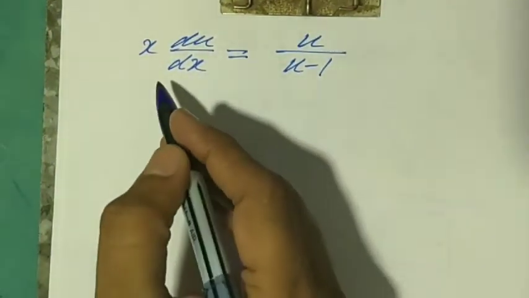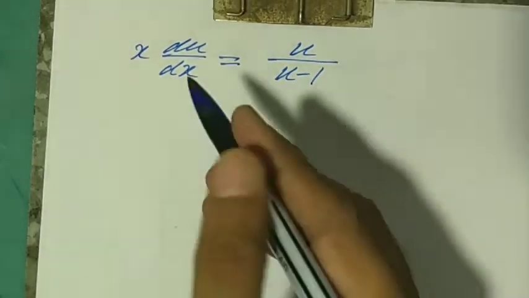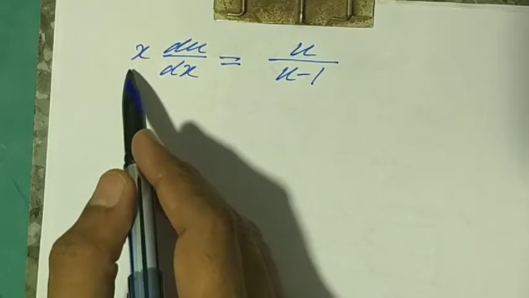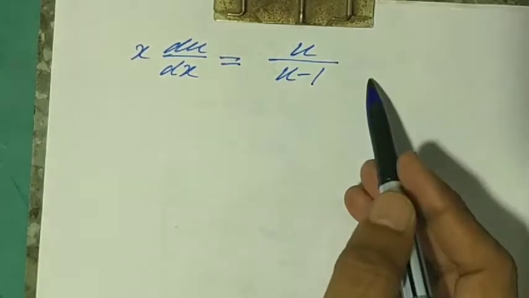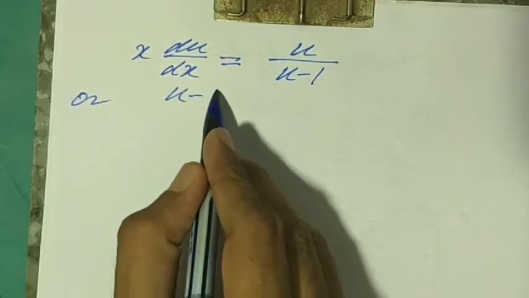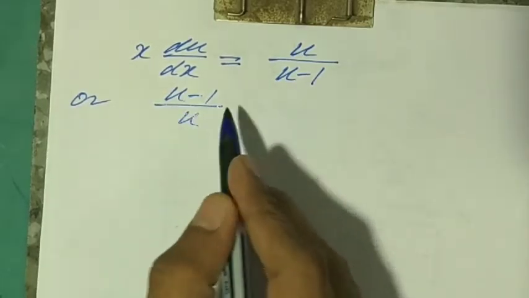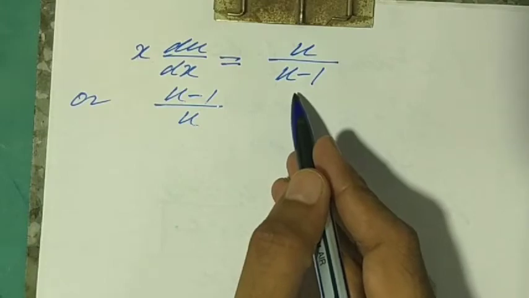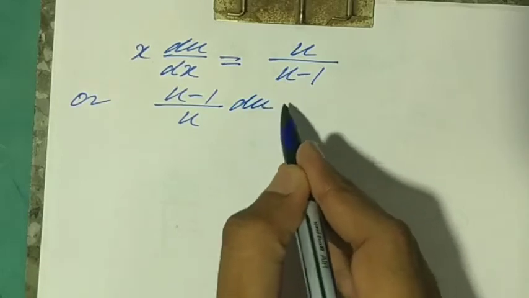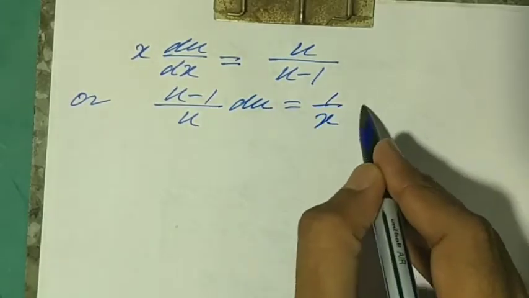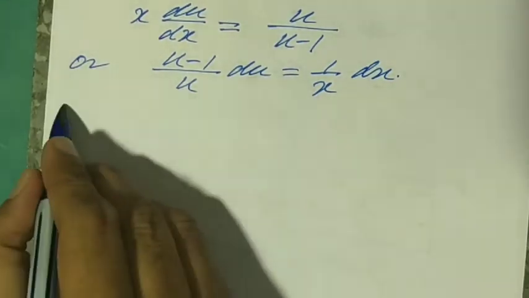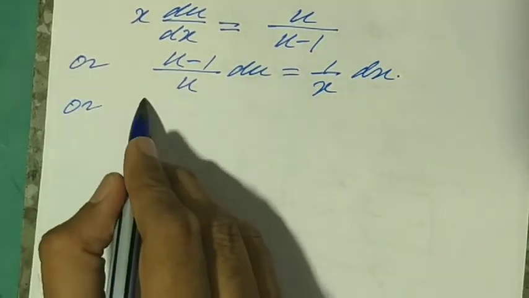Now to make them variable separable, we have to transpose this expression to the left hand side towards du and x dx to the right hand side. So we get (u minus 1) upon u du is equal to 1 over x dx. Now this is variable separable form, so we have to integrate both sides.